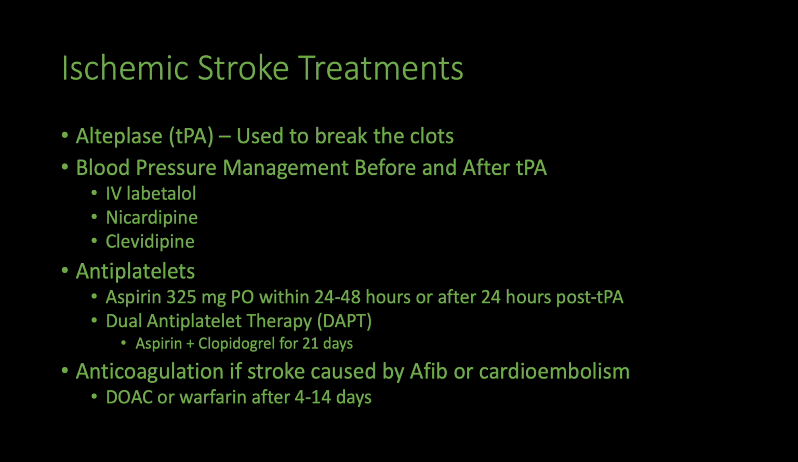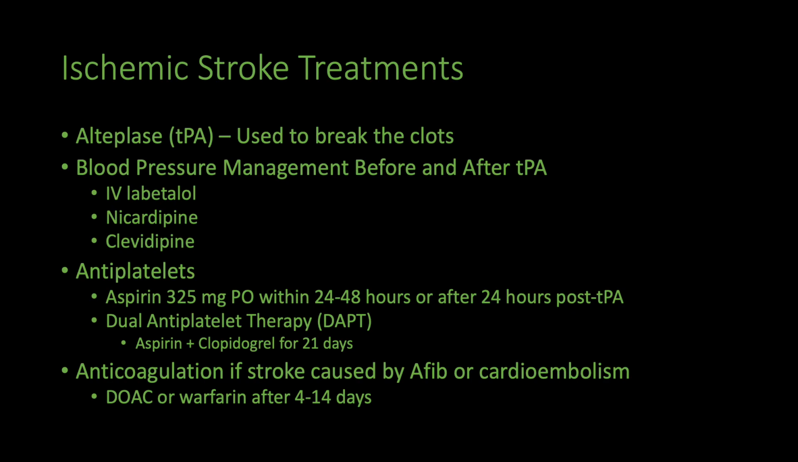And so let's talk about some of the treatments here, ischemic stroke treatments. These are things like the acute treatments. The first thing that's usually administered is alteplase, TPA. The first thing you want to do is obviously break those clots that are blocking the blood flow to the brain, so that oxygen and glucose can be delivered.